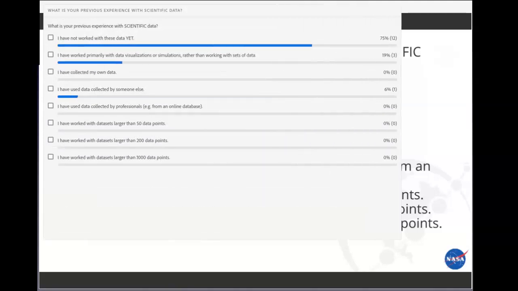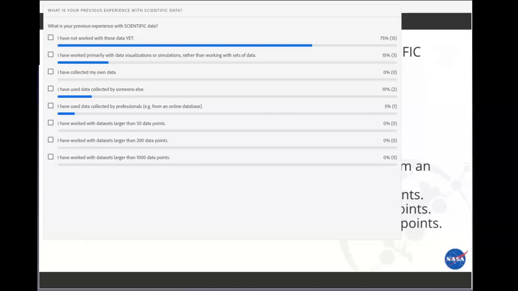Okay, so we have the majority have not worked with scientific data yet. We have 3 of you who've worked primarily with data visualizations or simulations, which is great. We have 1 that has used data collected by professionals via an online database. We have 2 that have used data collected by someone else.